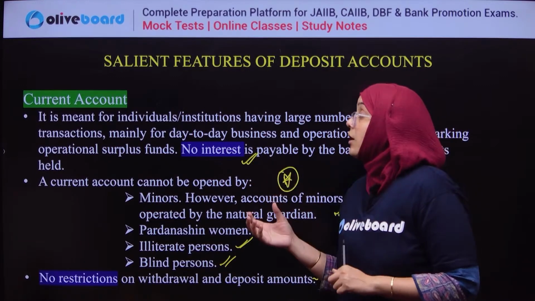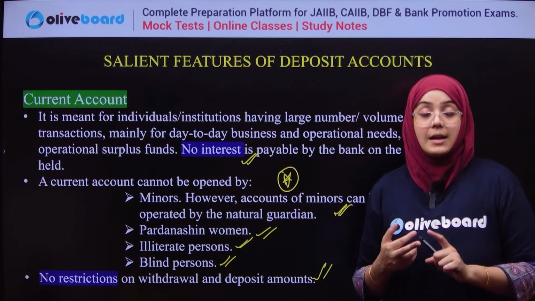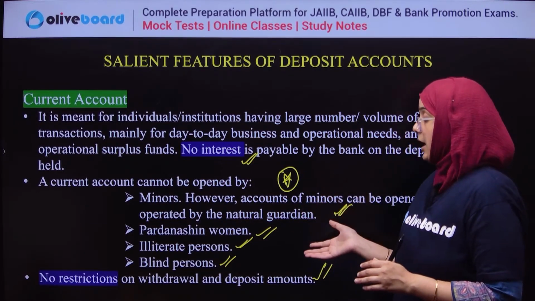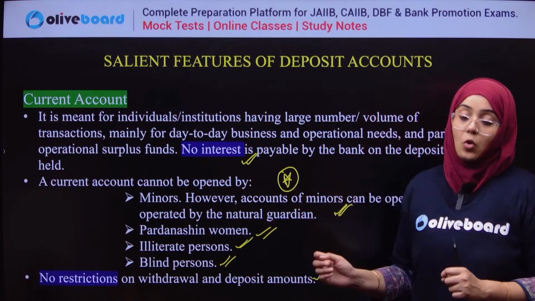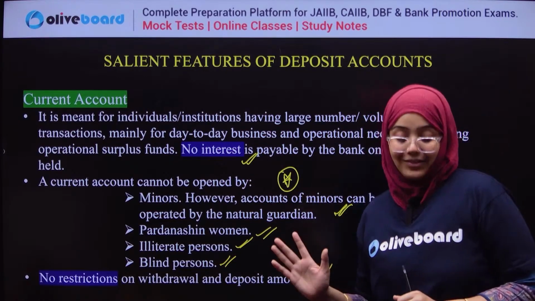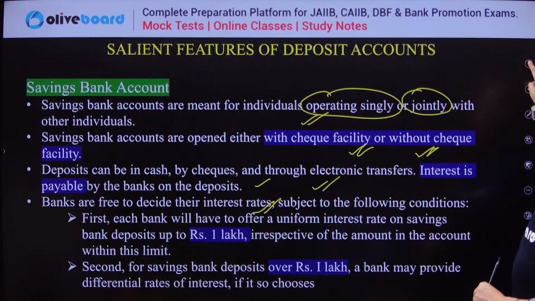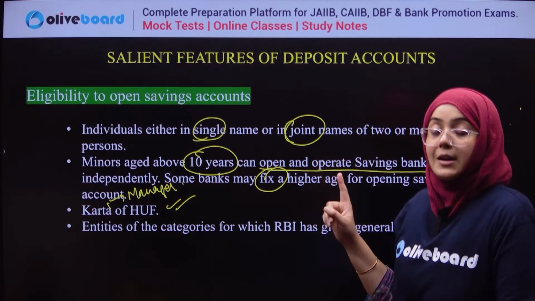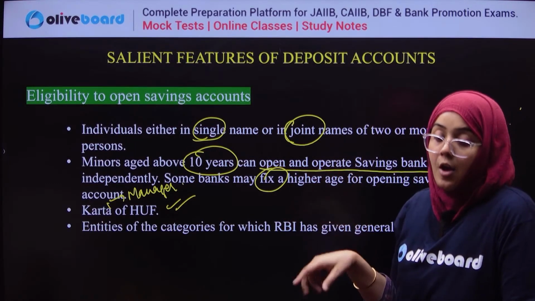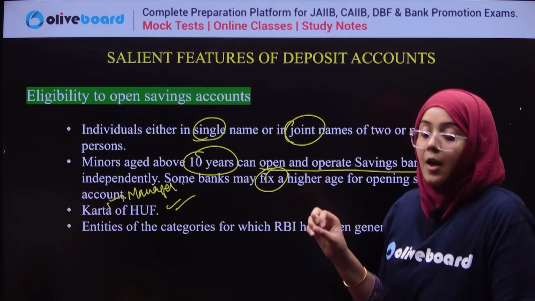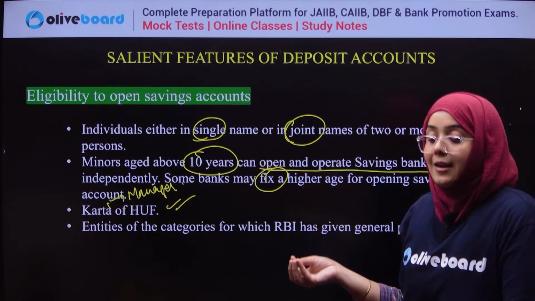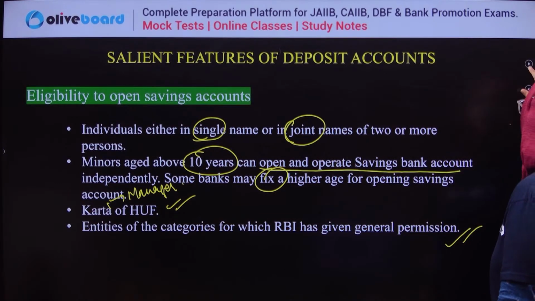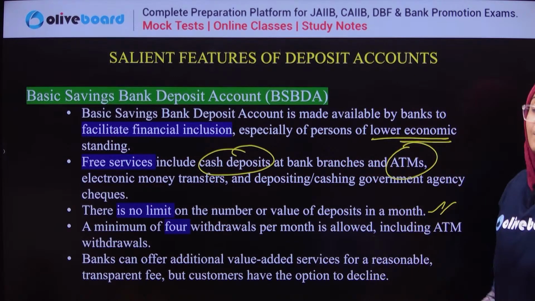Clear? Okay. A pardanasheen woman, an illiterate woman, a blind person, or a minor cannot open the current account, and there is no restriction on withdrawal or deposit in the account. Next, saving account, you all know. What are the individuals who are eligible to open the saving account? First of all, it can be a single individual or joint. Minors who are aged above 10 years. Karta of Hindu undivided family, or entities of the category for which RBI has generally permitted. Okay, done.